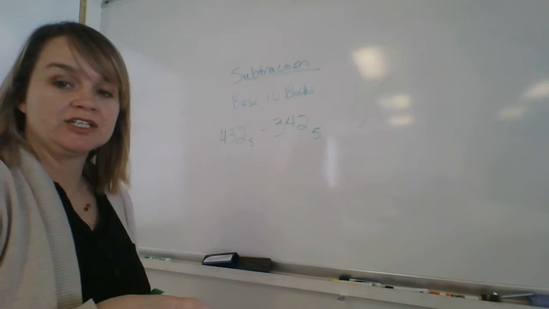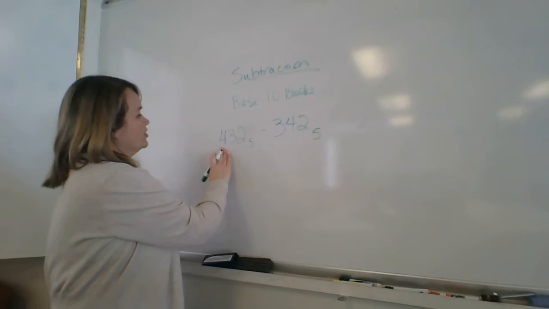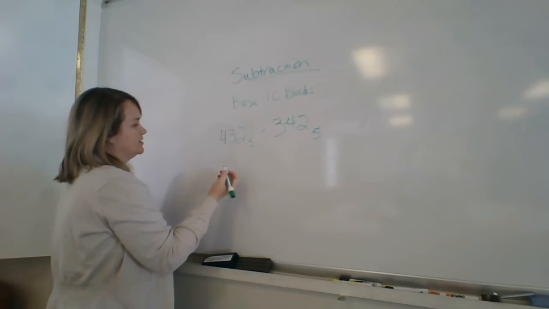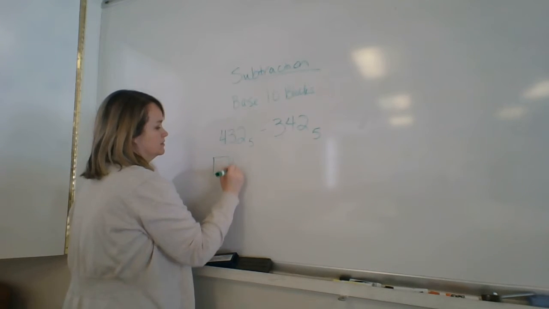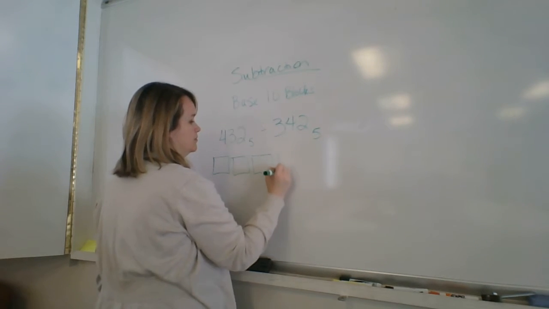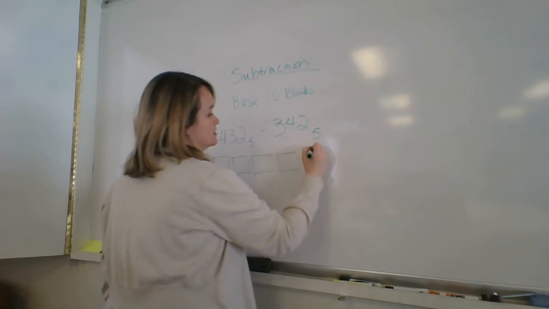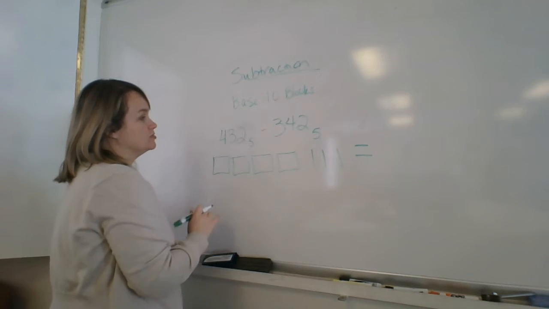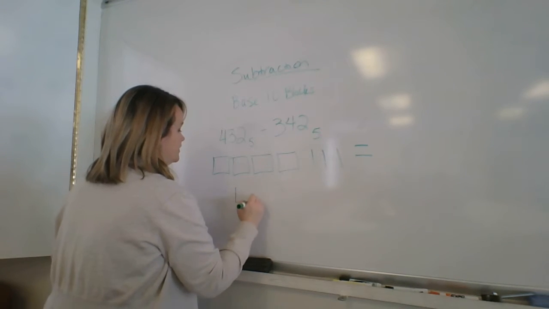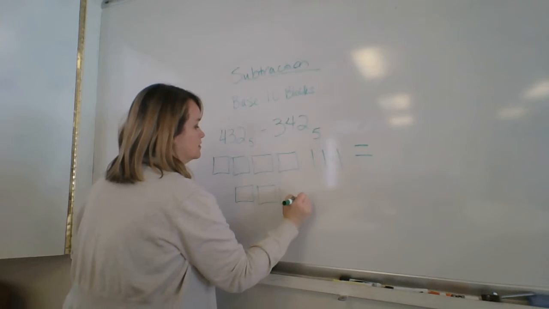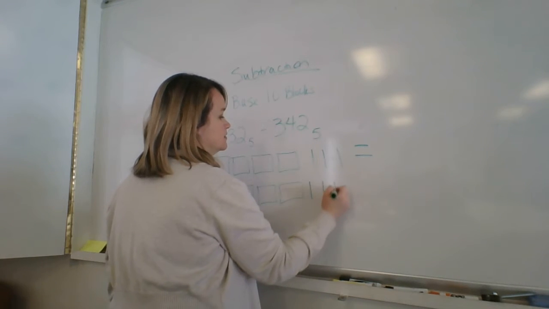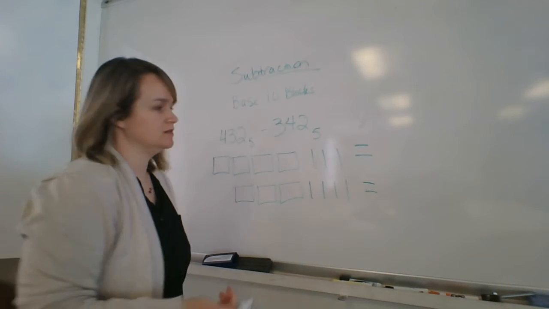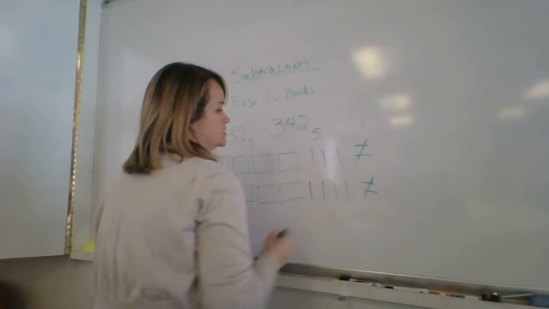Now we're going to do subtraction in different bases. So we have 432 base 5 minus 342 base 5. So we're just going to write these out in blocks. These are 4 flats. We have 3 rods and 2 units. Okay, and now we're going to subtract from that. So we have 3 flats, 4 rods, and 2 units. So right away we can see we can just cross out the units. So we have 2 here, we took those away.